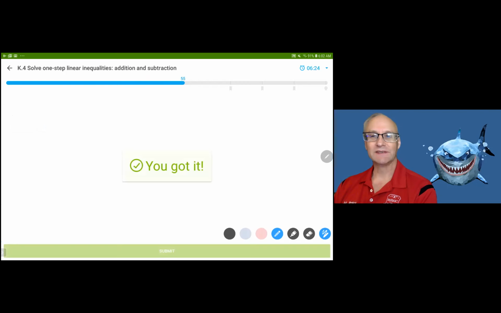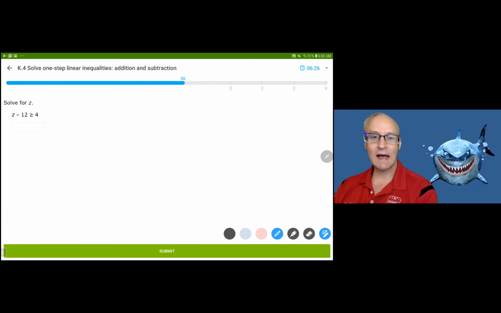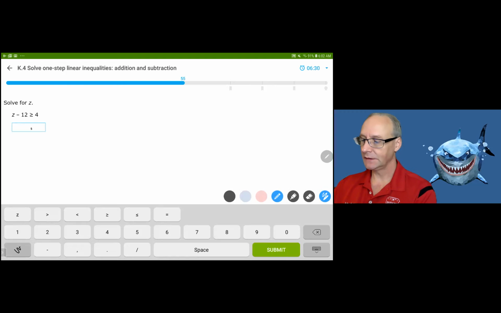One thing I recommend that you try is try some of the graphs and maybe write the interval notation different ways. Z is, we're going to add 12 to both sides. I'll go ahead and write it out. Z minus 12 is greater than or equal to 4. And we're going to add 12 to both sides. And we get Z is greater than or equal to 16.